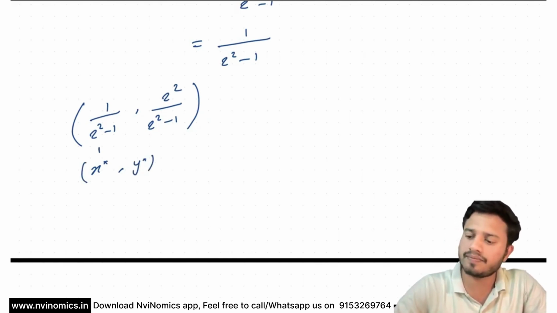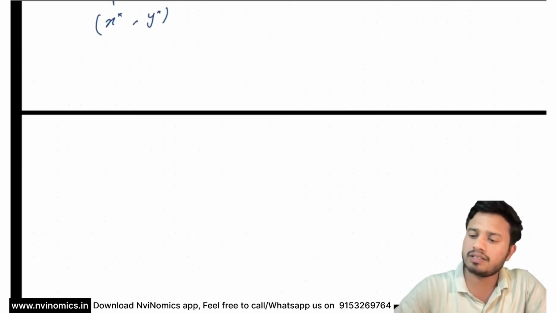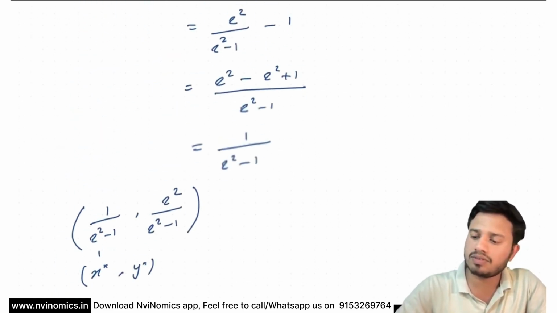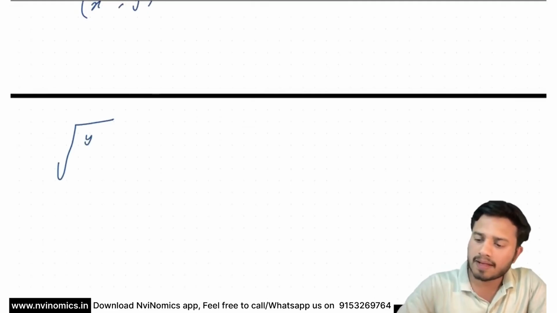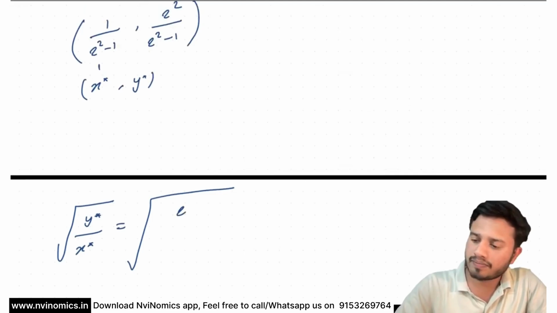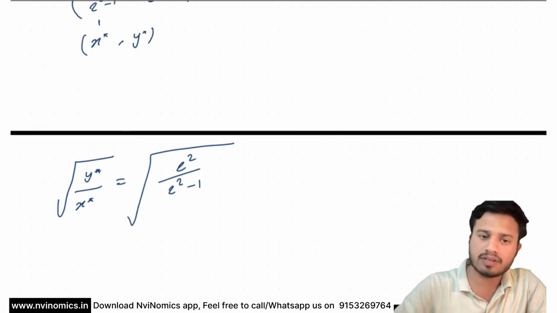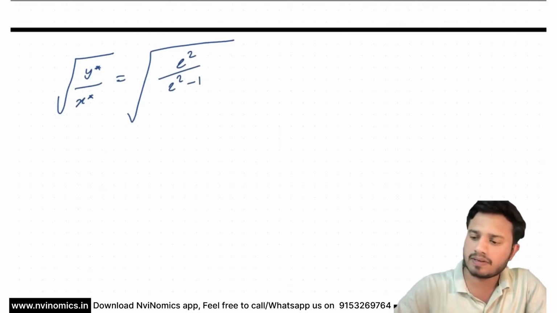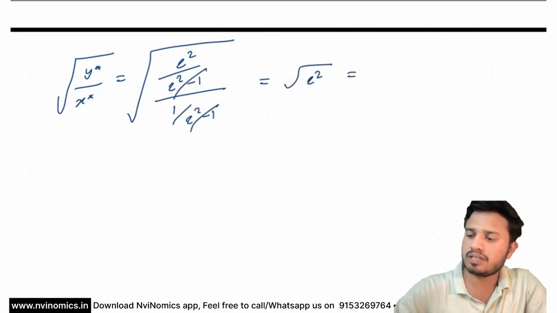Just clearly see. So now what are they asking? They're asking for the value of y star divided by x star. So just give them: it will be e square divided by e square minus 1, and 1 divided by e square minus 1. These two will get cancelled. Under root e square, that is e only, and that's 2.7. So that's our final answer.